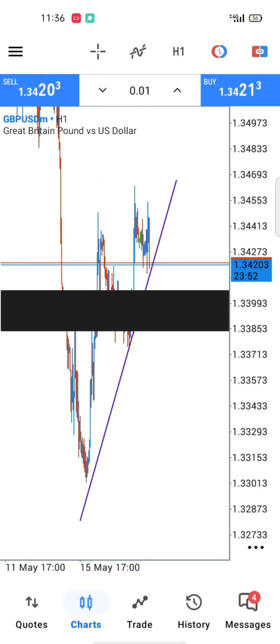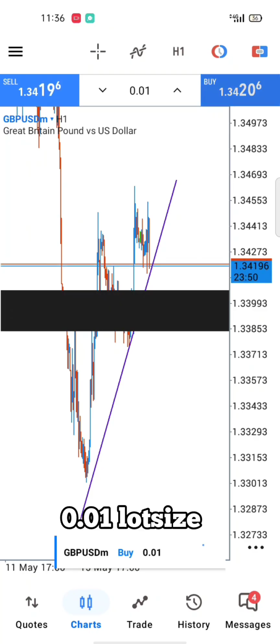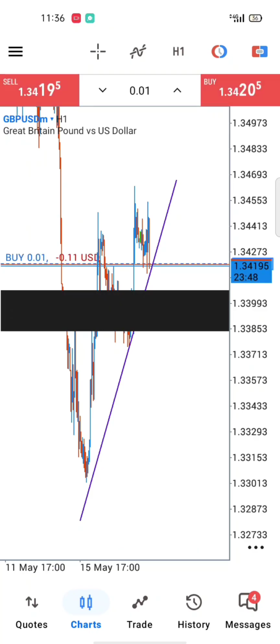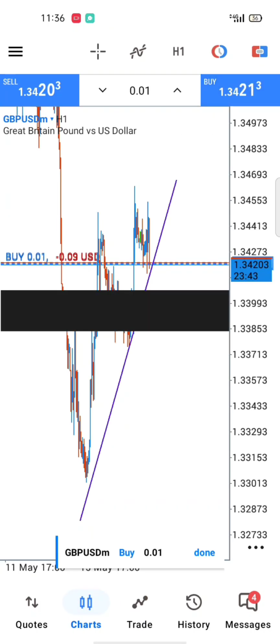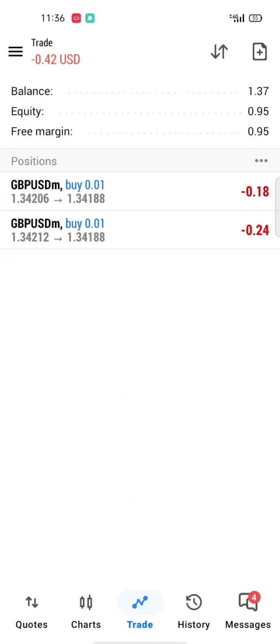So currently I'll be entering my buys now with 0.01 lot size. I'll enter my buy now. I entered my buy with 0.01 lot size. I'll be entering one more buy at this very point. So I entered only 2 buys at this point. Let's watch and see what GBP/USD has for us to a mighty height.